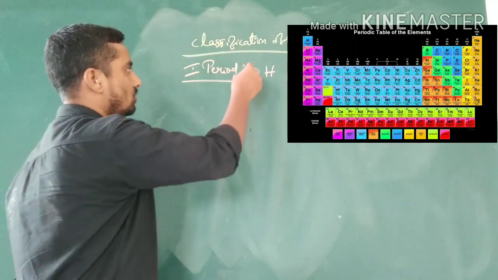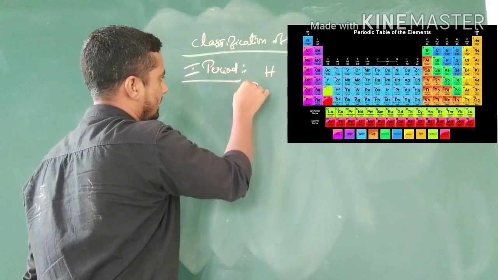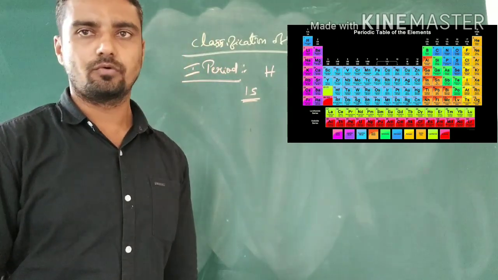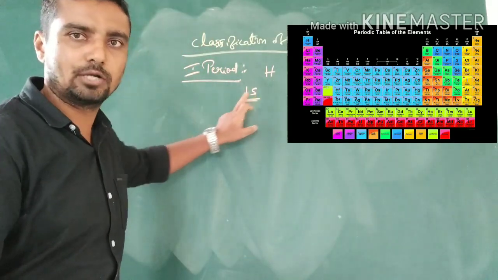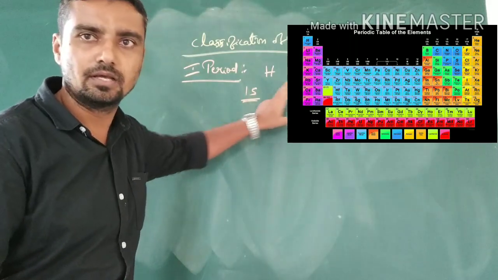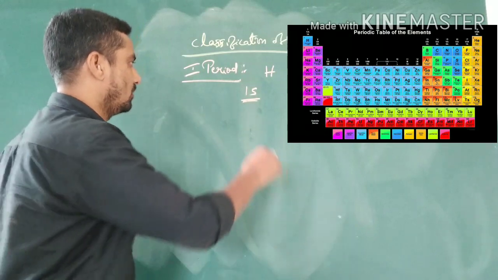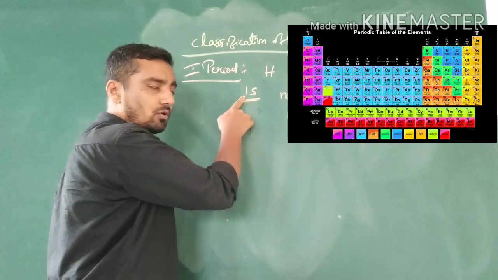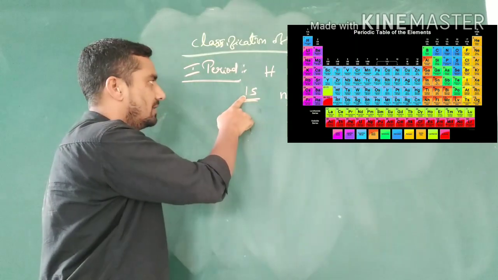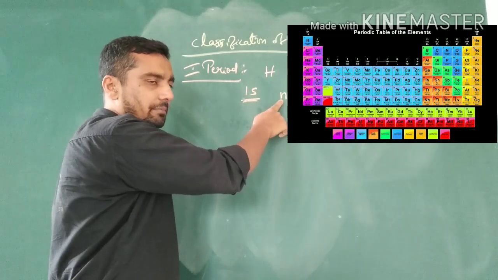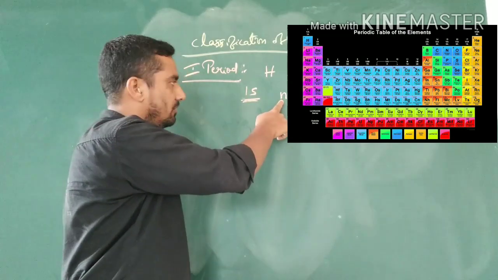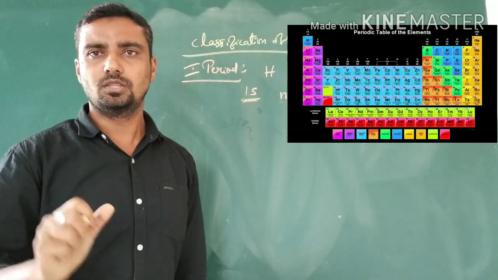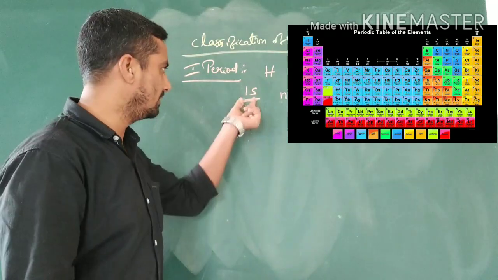The orbital involved is the 1s orbital. For example, the electronic configuration of hydrogen is 1s1, and for helium the electron configuration is 1s2. The principal quantum number is n equals 1. Whatever number is written, that is the principal quantum number, represented by the letter n. You will study this in the structure of an atom. So this is the very short period. It contains only two elements, and the orbital involved is the 1s orbital.